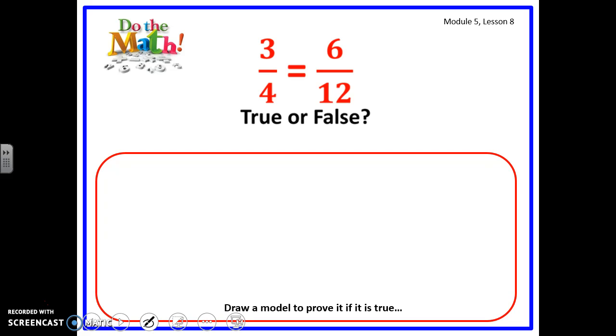Is 3/4 equal to 6/12? Well, again, let's use multiplication to see if this is true.